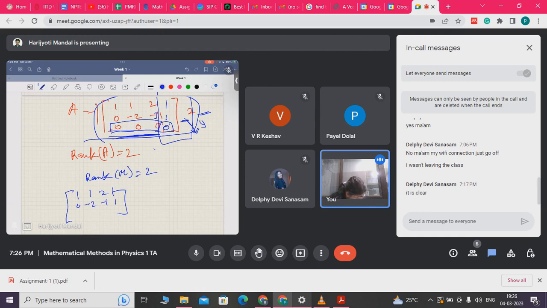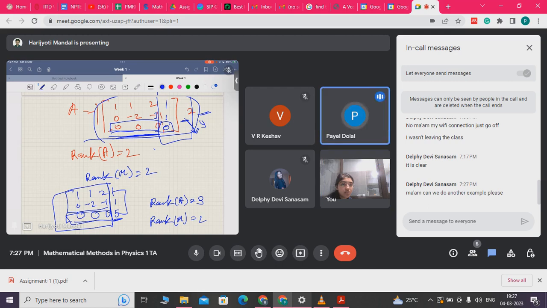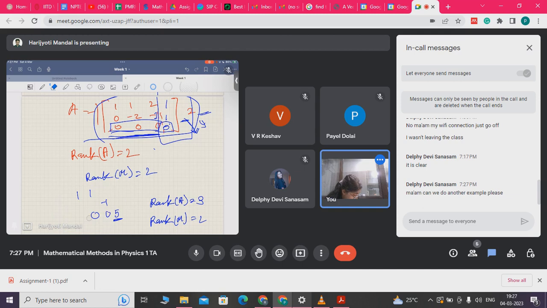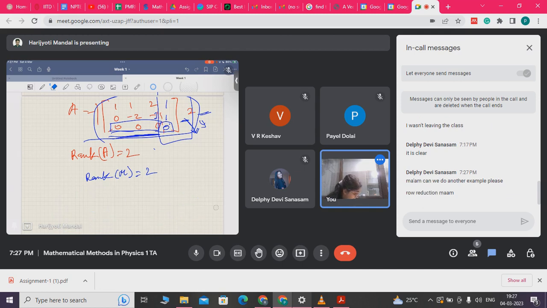Yes, if in any question it appears that 1 2 1 0 minus 2 minus 1 1 and this is 0 0 0, and here a component exists, 5, then rank of A will be 3, but M is like this portion. For M, the last column has vanished, so rank of M will be 2. Okay? Okay, ma'am.